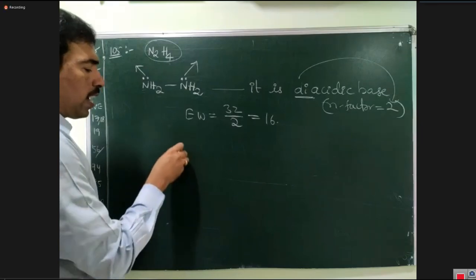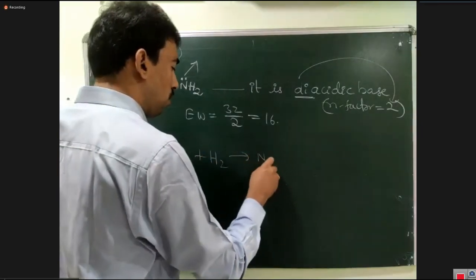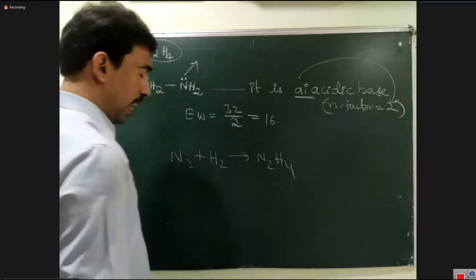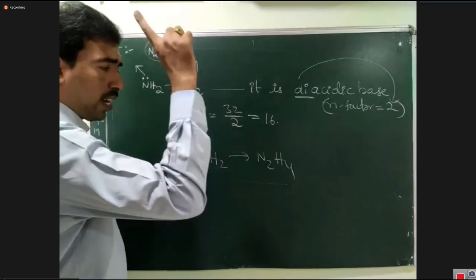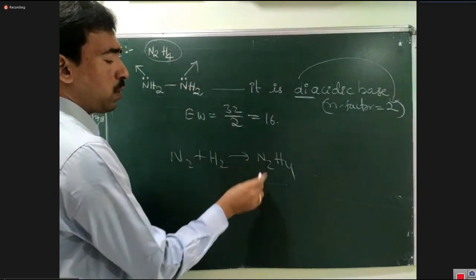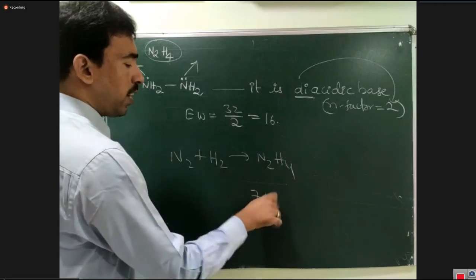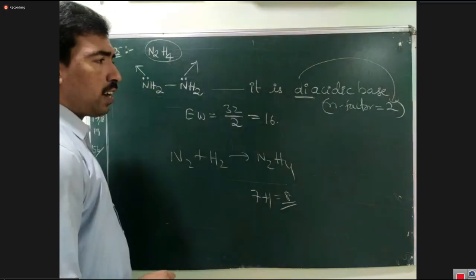So N2 reacts with H2 forming N2H4. Then what is the equivalent weight of N2H4? That concept we can take. Equivalent weight of nitrogen is 14 by 2, which is 7, plus hydrogen equivalent weight 1. 7 plus 1 is 8. So 8 is the equivalent weight.